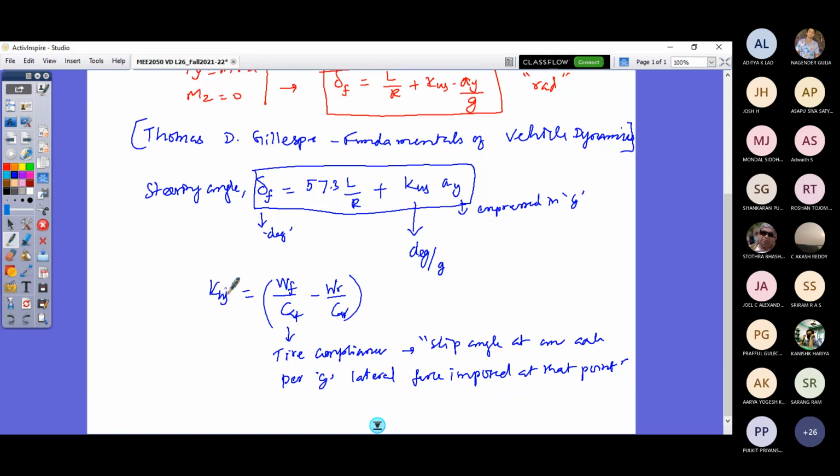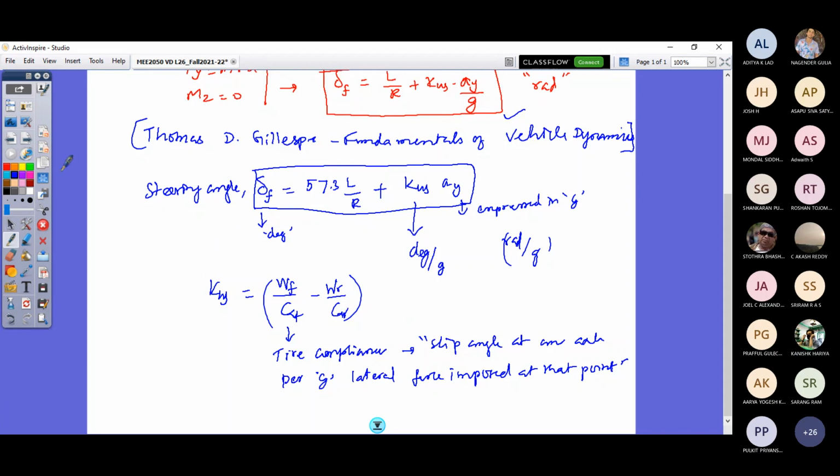So the unit of understeer gradient is no more radians. What we have considered in this equation is going to change, as it is now degrees per G. Or if you don't have your 57.3 multiplication factor, then it can be radians per G also, right? So that's how you would define your steering angle.